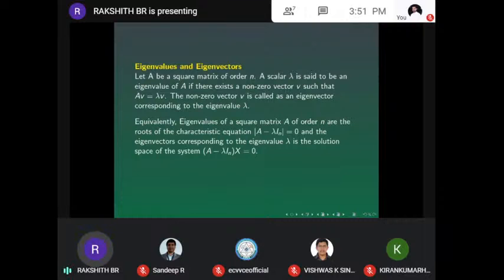And as I told you, the eigenvectors corresponding to the eigenvalue lambda are nothing but the solution space of the system (A minus lambda I) x equal to 0.